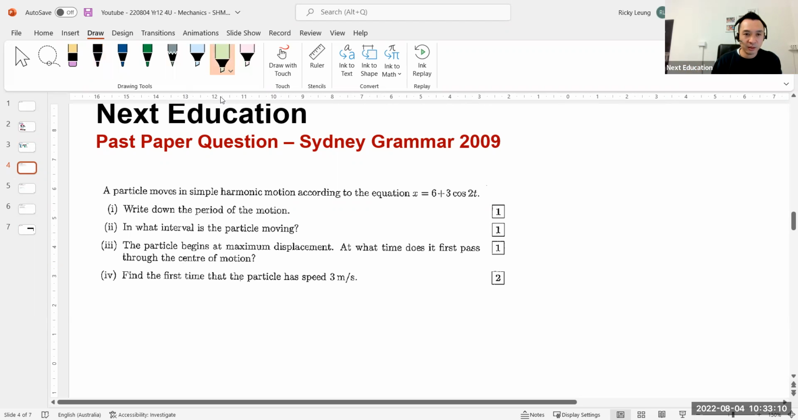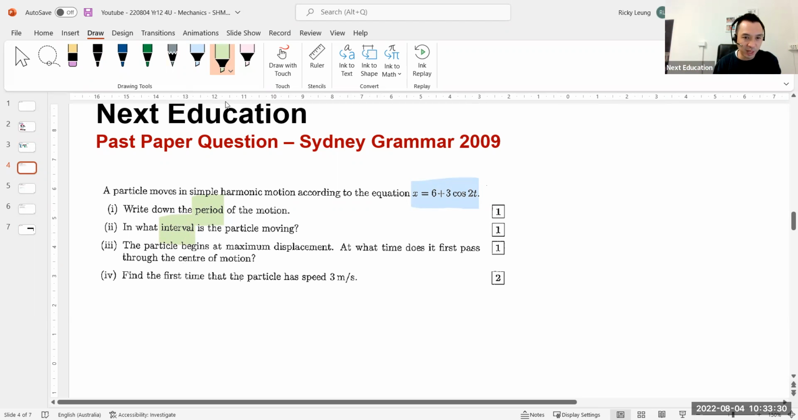A particle moves with simple harmonic motion. You can see there a trig graph, no surprise, because trig graphs oscillate up and down indefinitely. Let's see what we need to find. Period, interval. Interval sort of implies endpoints. What are the x values that it oscillates between?